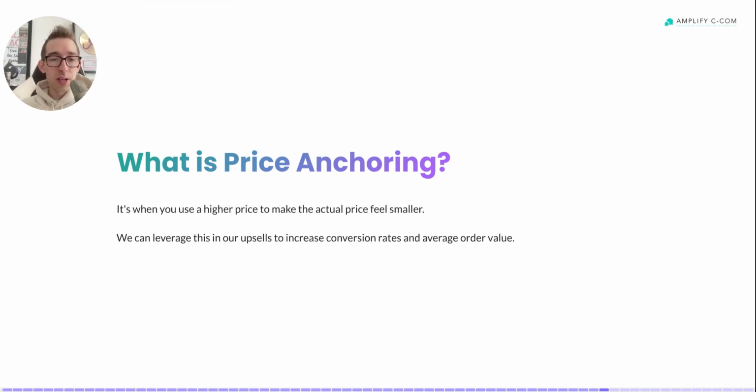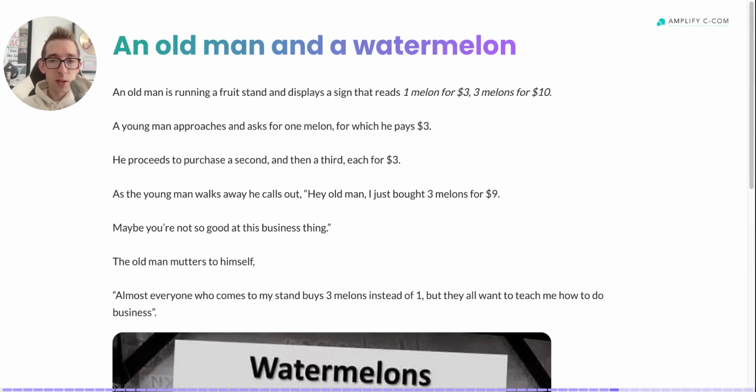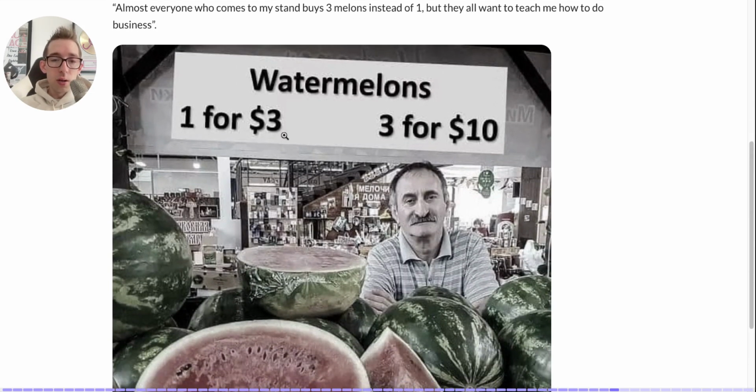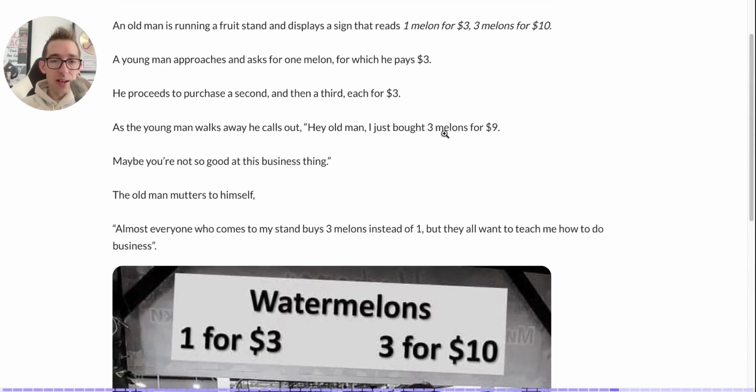So what is price anchoring? It's when you use a higher price to make the actual price feel small. So we can leverage this in the upsells to increase those conversion rates. You may have heard this story, the old man and the watermelon, right? You can get 1 for $3 or you can get 3 for $10.